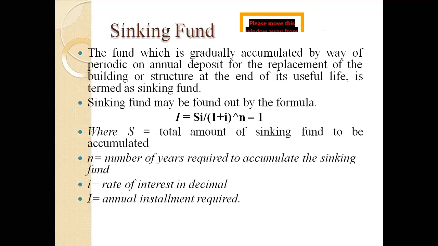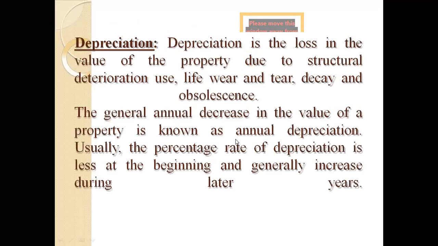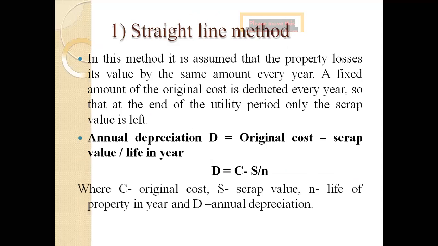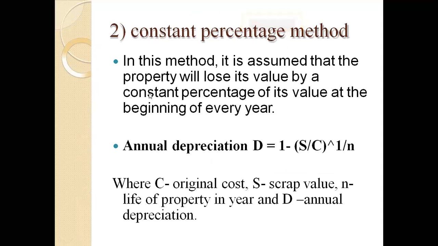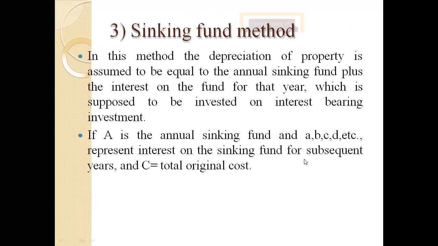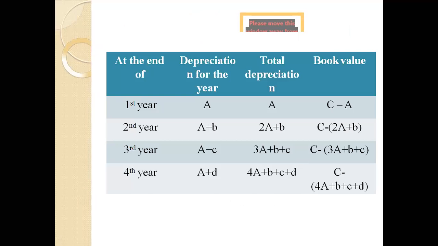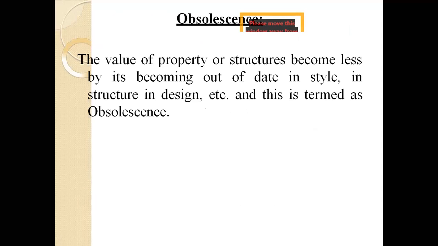Yes, the sinking fund. What are the previous formulas we have studied? That is i divided by (1 plus i) raised to n minus 1. We have already discussed this formula. The straight line method we have gone through. Then the constant percentage method, we have discussed the formula. The sinking fund method also we have discussed. The quantity survey method, that is based on your visual observation, we have discussed that part already.